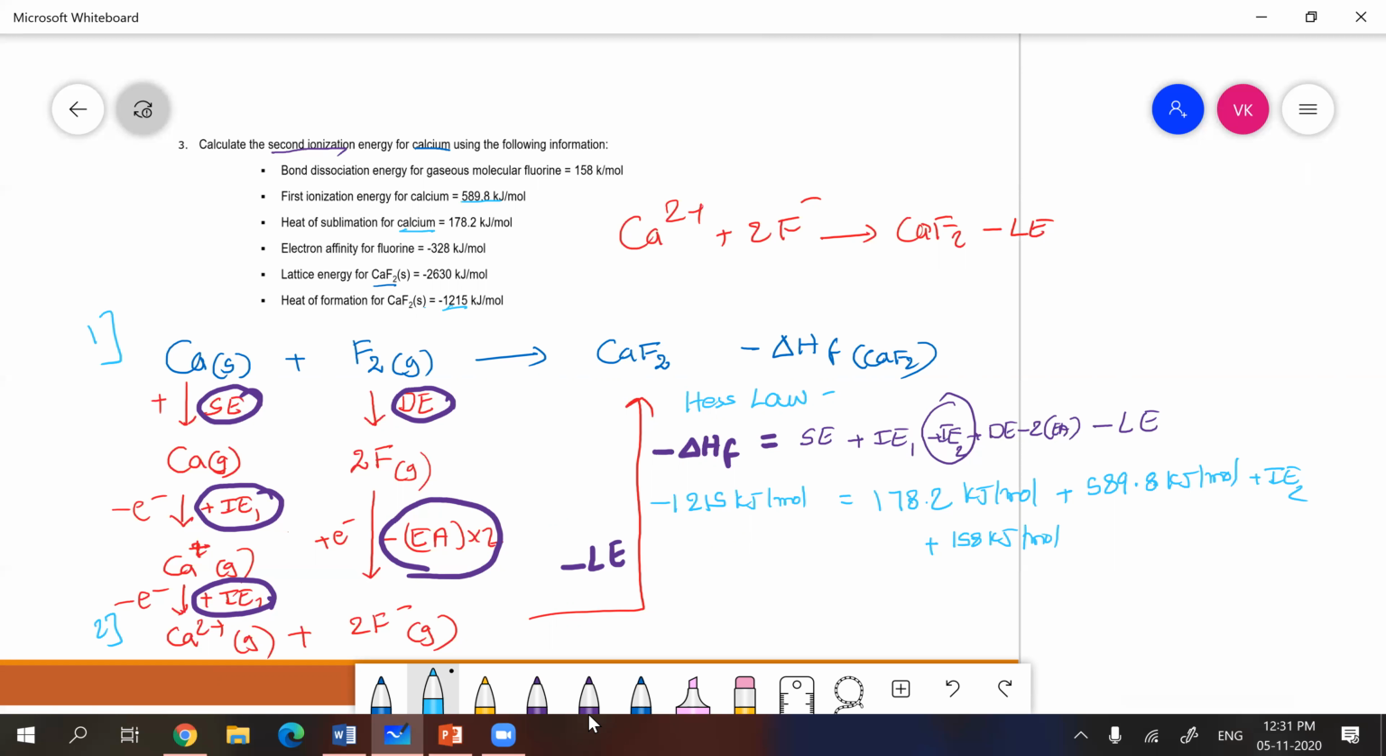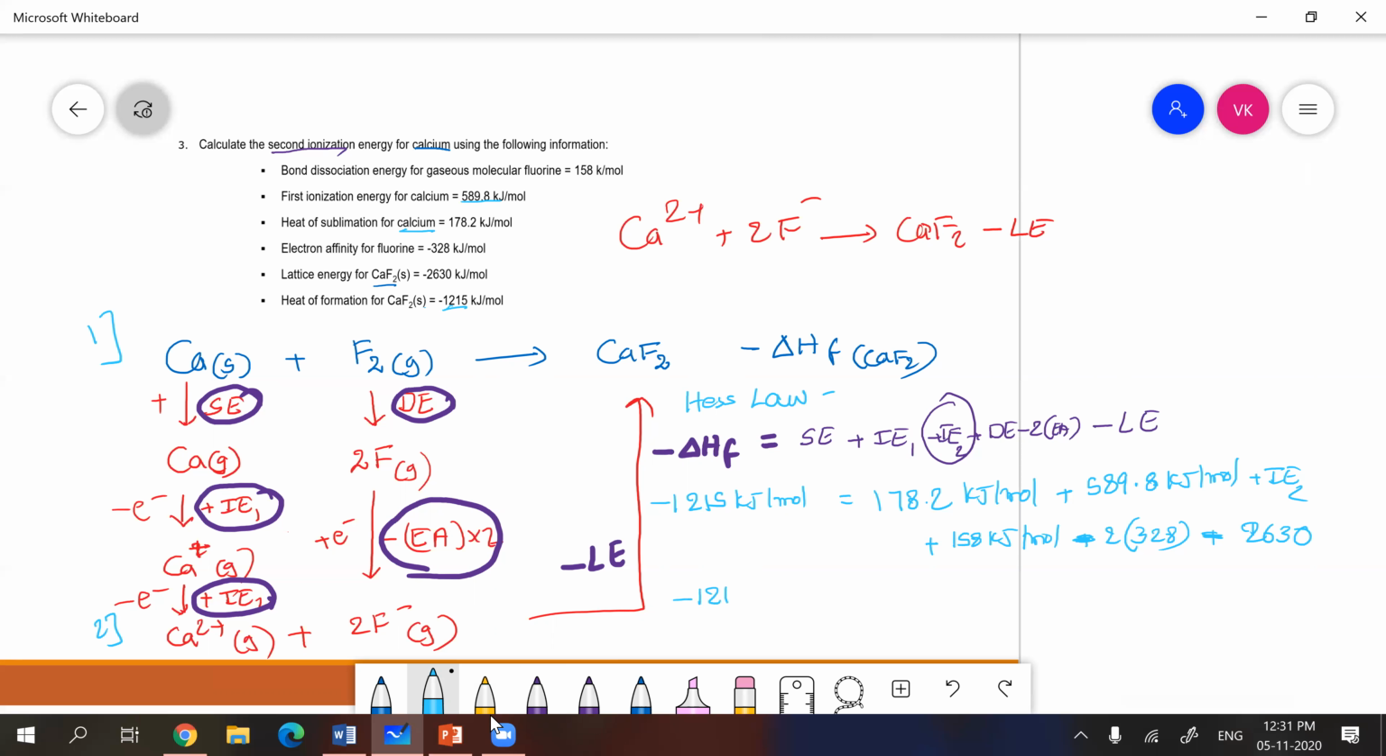Next, it's a negative. Negative 2 times, what is the electron affinity value you take? Minus, already I wrote 328. 328 times 2 you have to do. Next, what else do we have to write here? Plus ionization energy. Minus lattice energy. What is the lattice energy? Minus lattice energy is 2630. Okay, try to simplify the terms, all of these terms.